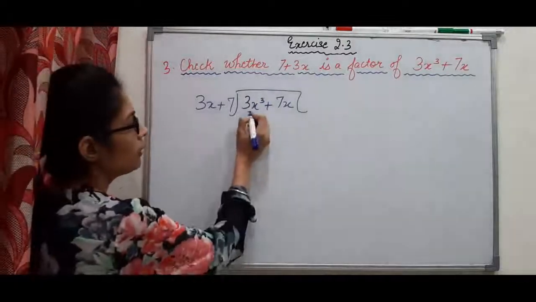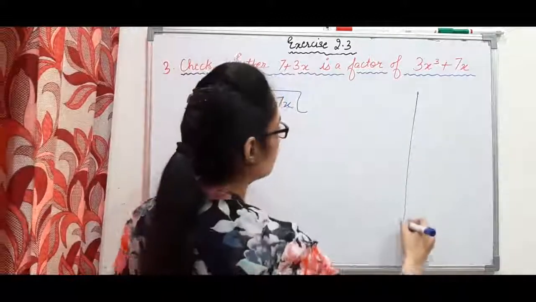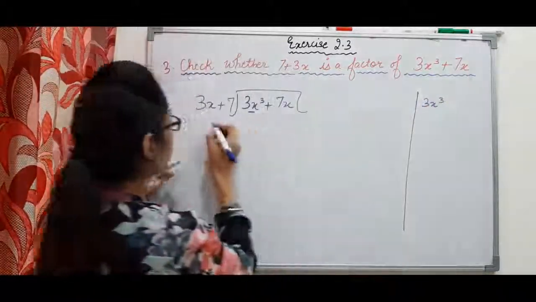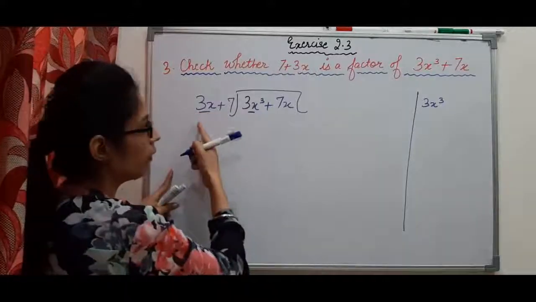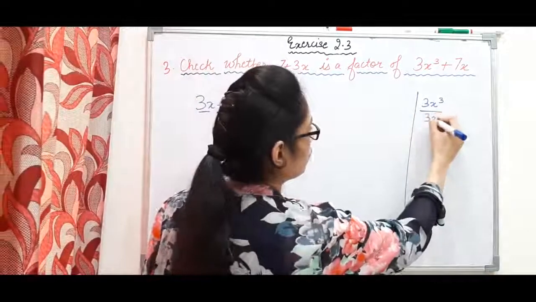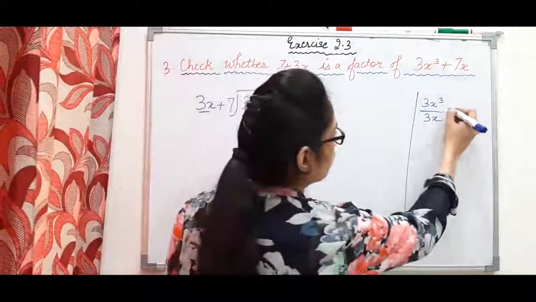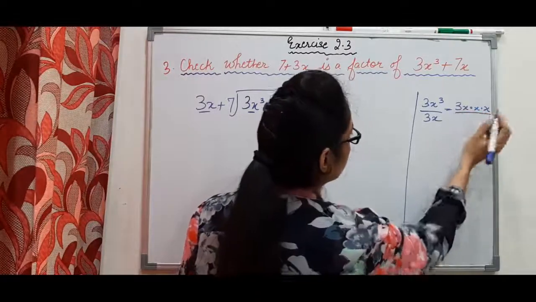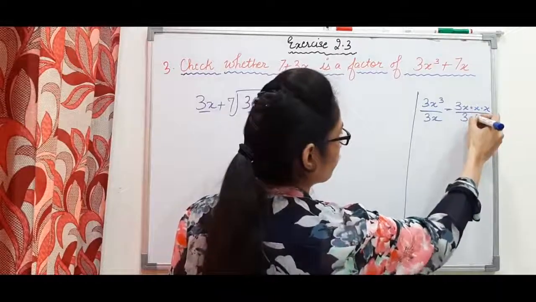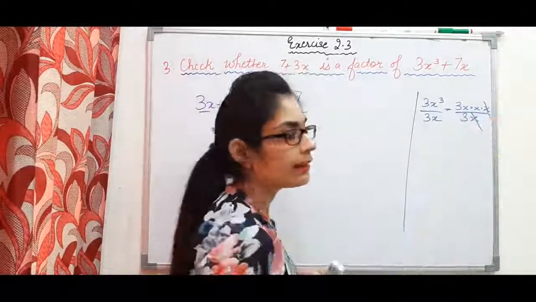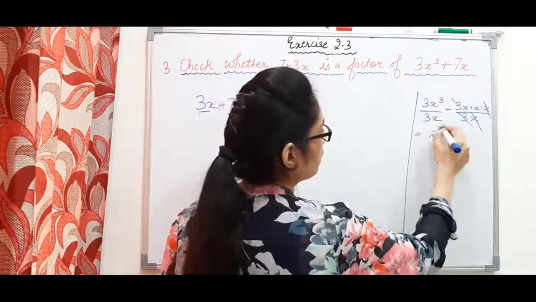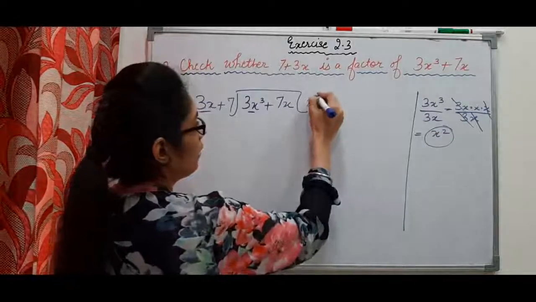So we'll start from here. I'll write the first term, which is 3x cube, and then I have to write the first term of the divisor, which is 3x. I have to divide both of these terms. So 3x cube means 3 into x into x into x, divided by 3x. This x and this x will get cancelled, 3 and 3 will get cancelled, so I am left with x square. This x square you have to write here.